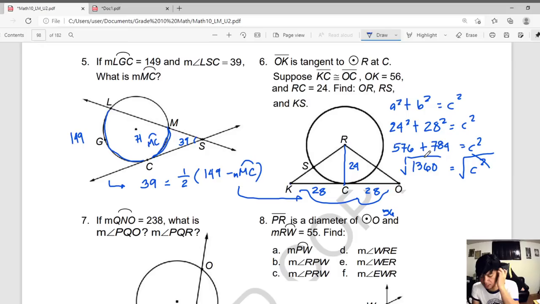The answer here is 36.88. So approximately OR, or yung C natin, sorry. Yung C which is the OR. C is approximately equal to 36.88. So, yan yung measure niya. Okay.